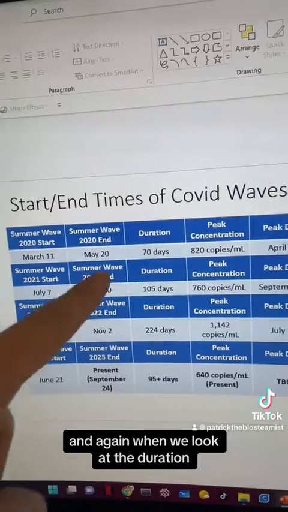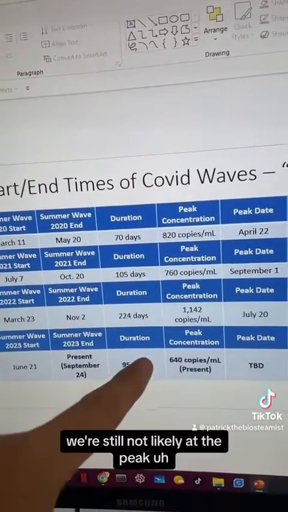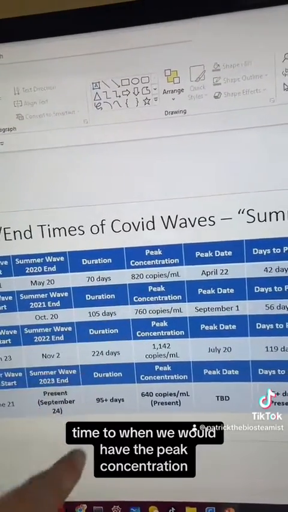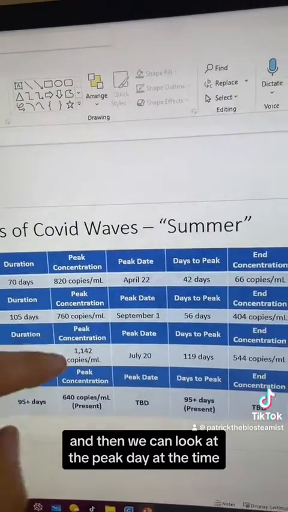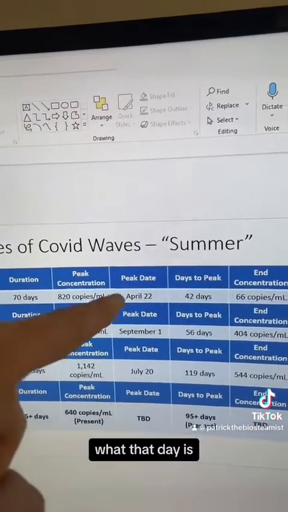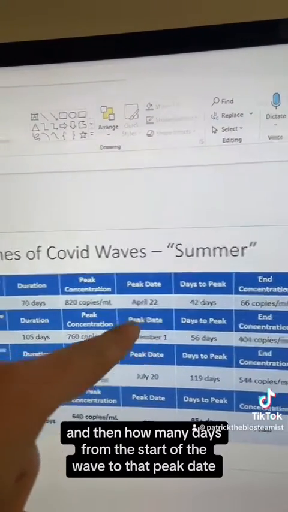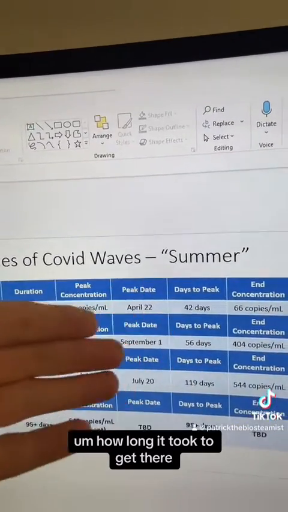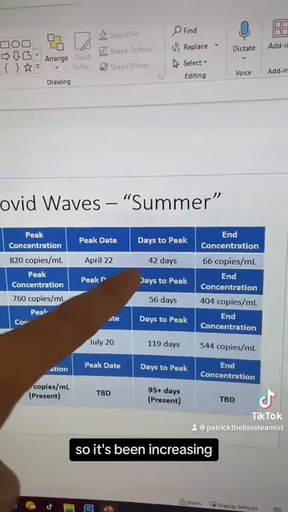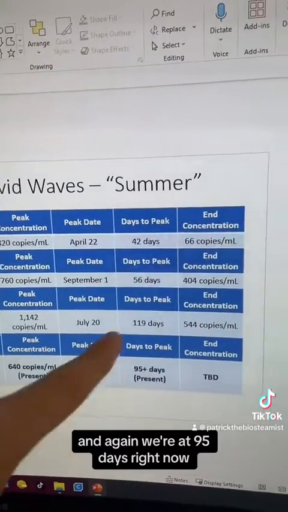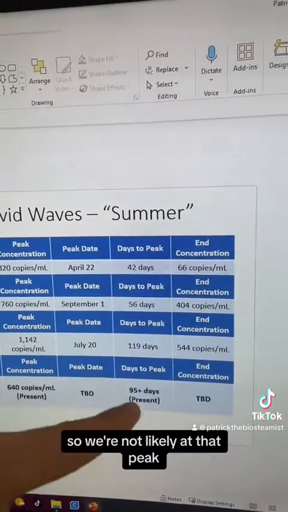And again, when we look at the duration, how it's getting longer, we're still not likely at the peak time to when we would have the peak concentration. And then we can look at the peak date, the time in the curve where the concentration is the highest, what that day is, and how many days from the start of the wave to that peak date, how long it took to get there. So it's been increasing. It's gone from 42 to 56 to 119 days. And again, we're at 95 days right now, so we're not likely at that peak.